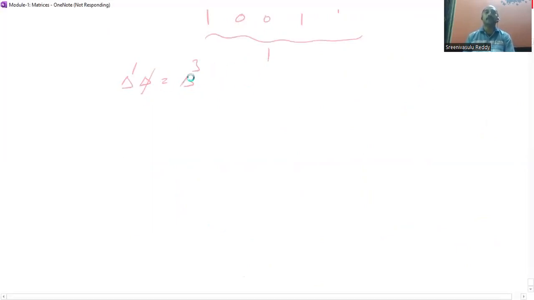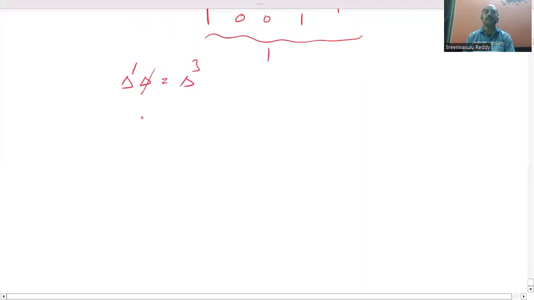One del on the left hand side, one del on the right hand side. So finally we get del dash equal to del square. Del dash means the determinant of the cofactor matrix, and del square means the determinant of the corresponding matrix, corresponding entries. So finally we get del square here. So that is del dash del equal to del cube.